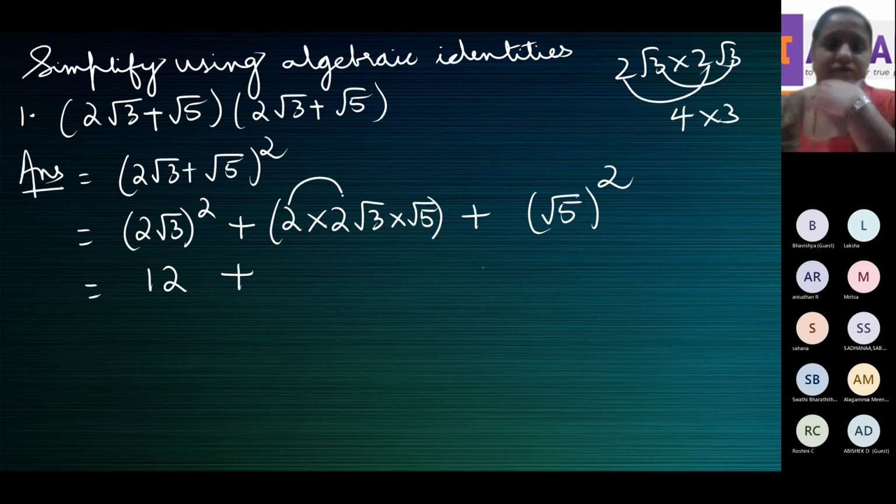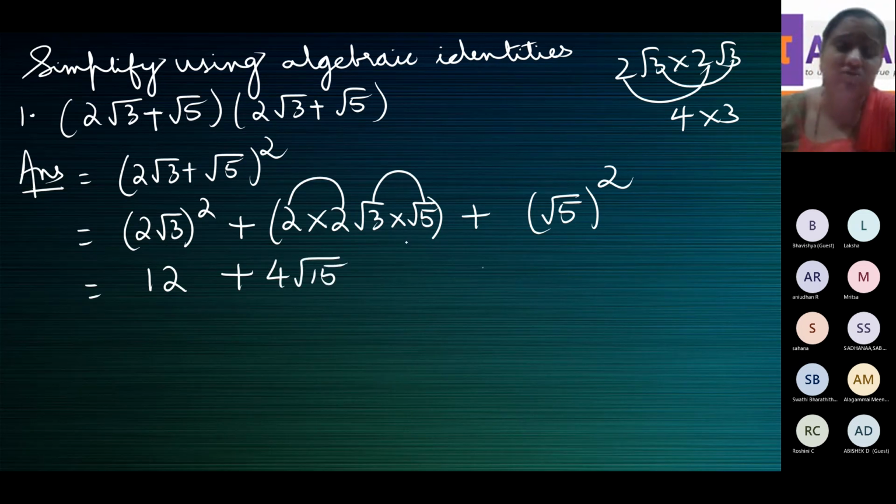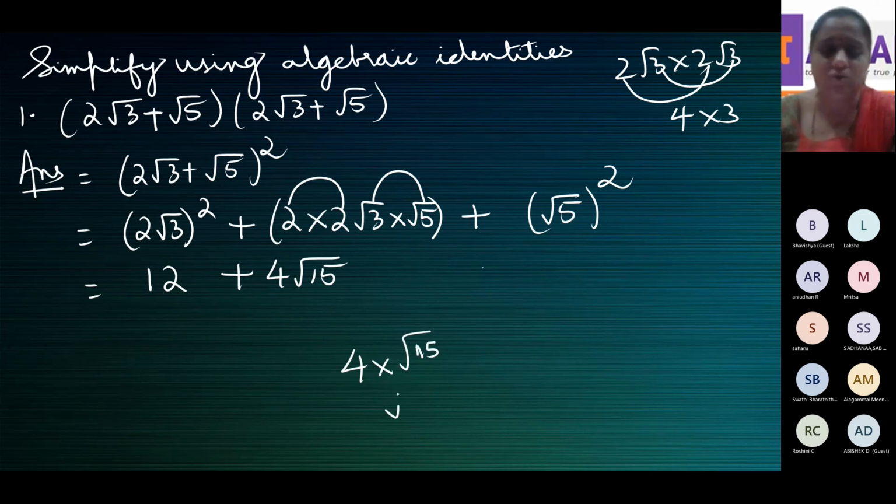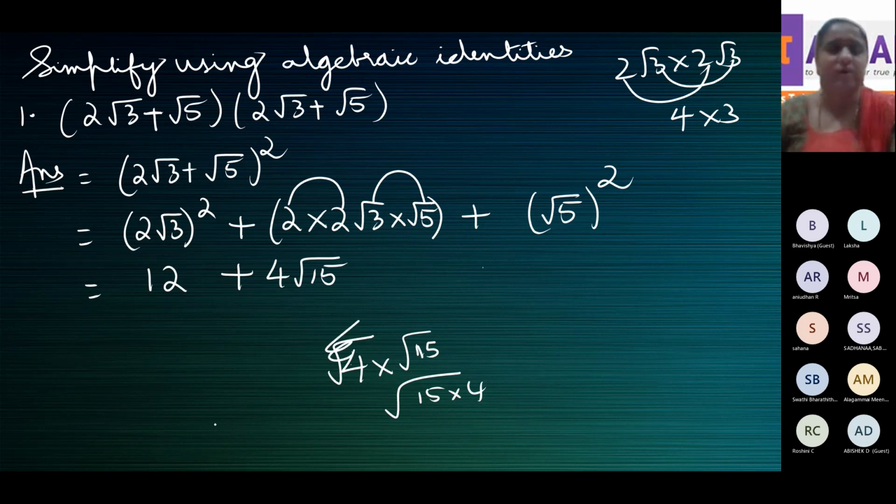Plus 2 2s are 4. Root 3 into root 5 is root 15. So 4 root 15. It's not root 60, children. Don't multiply 4 and root 15. It's not root of 15 into 4, root 60. How can 4 get into the square root? It's not root 4. It's only 4. So you cannot put this 4 under the square root.